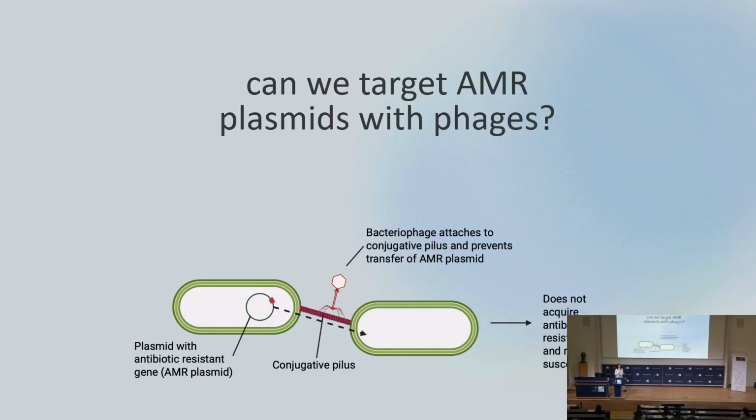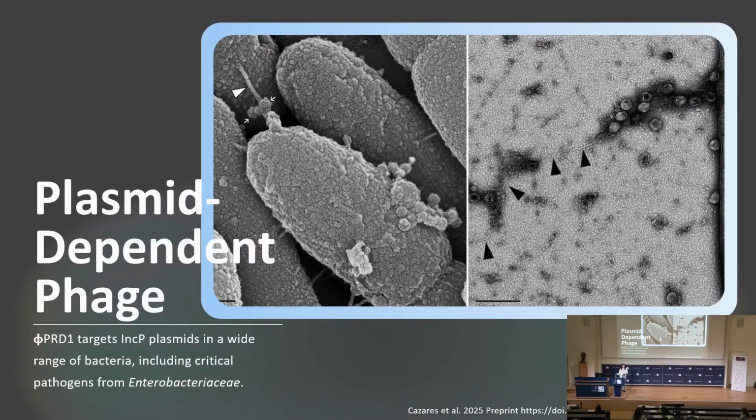Phages have been kindly introduced by Melissa earlier, so I hope everyone is familiar. The class of phages that I'm working with specifically is called plasmid-dependent phages. They're special because they require the presence of a conjugative plasmid, specifically its pili, in order to target and infect the bacterial host. The model PDP that I'm working with is PRD1, and it has been reported to target IncP, a broad host range plasmid, in a variety of bacterial species, including several critical pathogens from the Enterobacteriaceae family, like E. coli, Klebsiella, and even Pseudomonas.